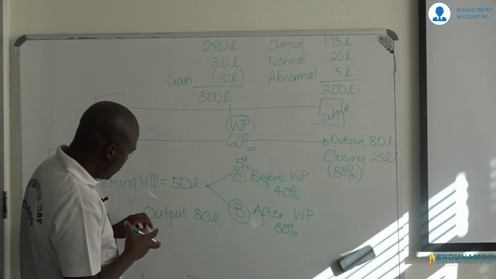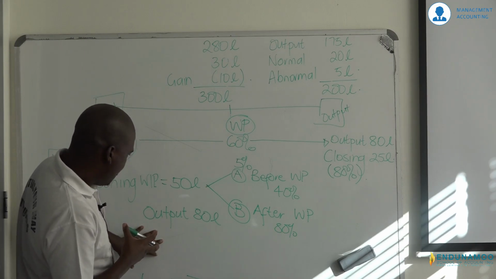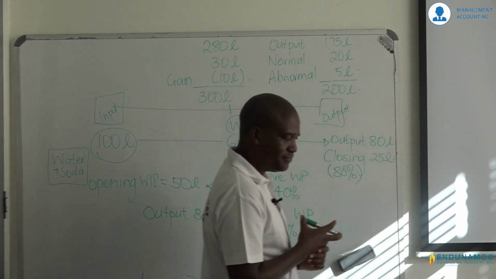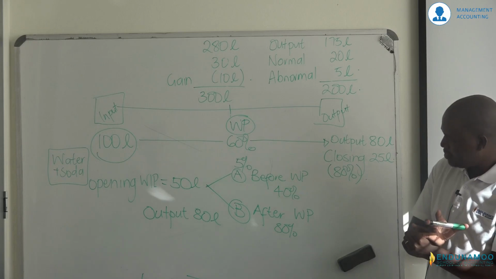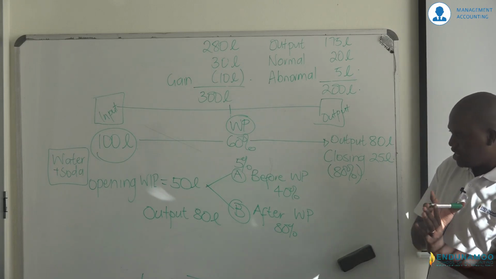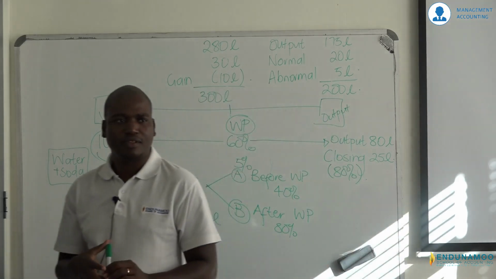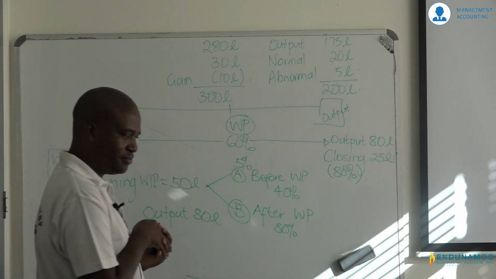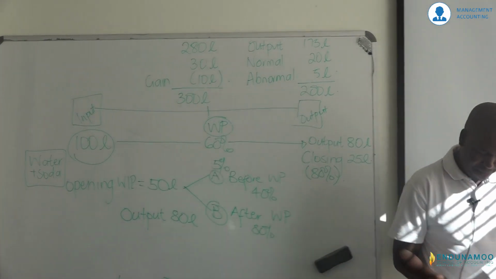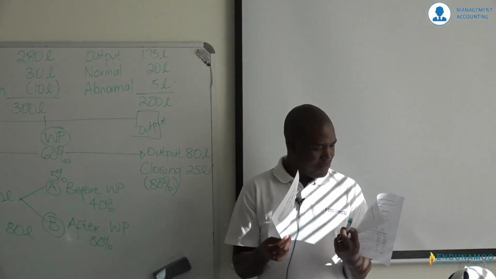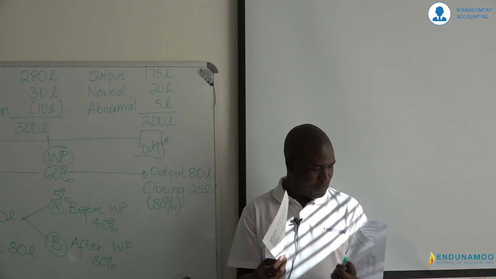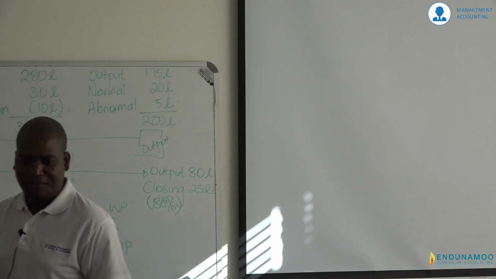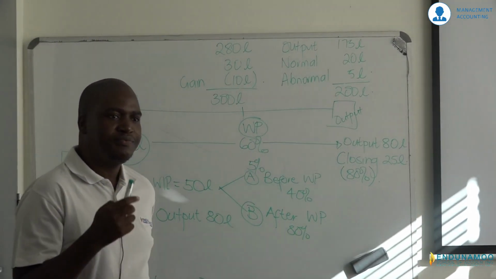Then, what is my normal, what is my closing, and what is my abnormal? Let's go. Reconcile that for me. I want to start with the normal loss.